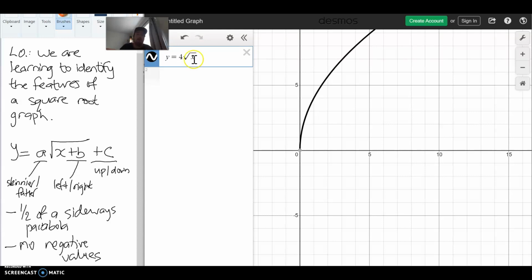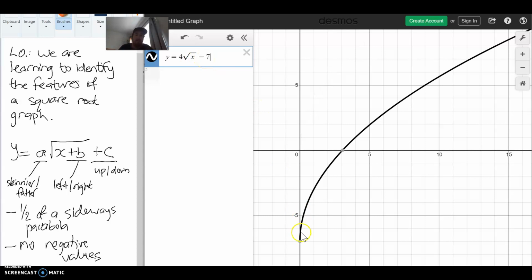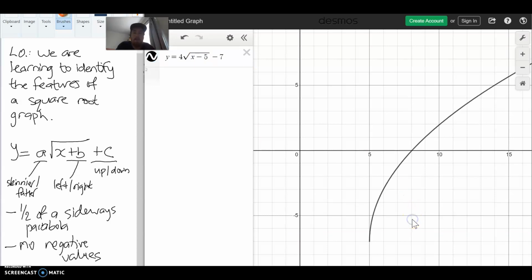That's really wide now. Let's say we want to move that down to -7, so we're going to go -7. And let's say I want to move that across to +5, so I'm going to do -5. So like that, we can combine all of the A, B, and C to move around our graph as we need to.